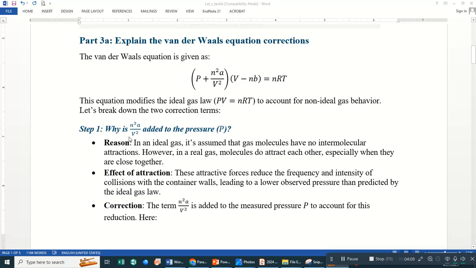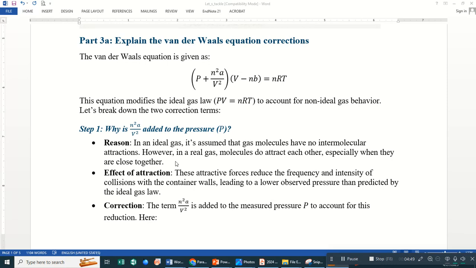First of all, the reason with respect to pressure we will discuss. In ideal gases, it is assumed that gas molecules have no intermolecular forces of attraction, but in real gases molecules do attract each other, especially when they are close together. Real gases have forces of attraction when they are close to each other, especially the polar gases.